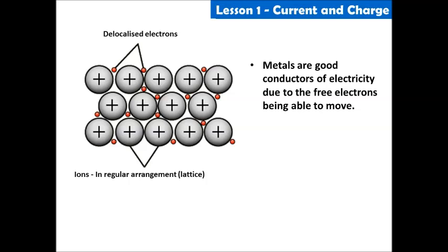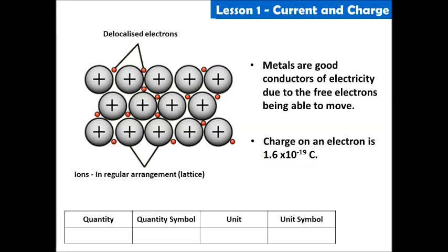Each electron carries 1.6 times 10 to the minus 19 coulombs of charge. Now, charge is a quantity that you need to know about for your exam. It has a symbol of Q and it has a unit, i.e. is measured in coulombs. The unit symbol is C.